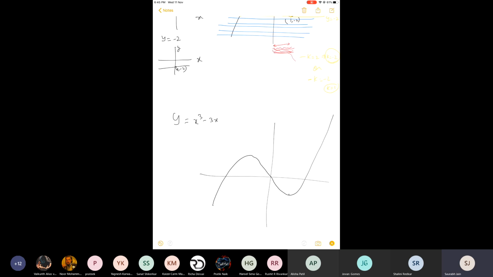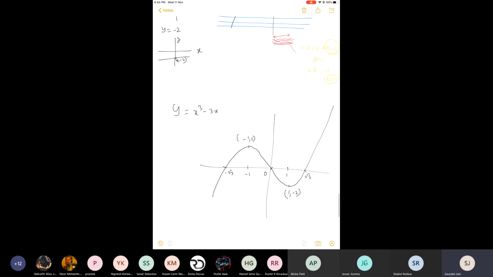Now you know all the points, right? This is 1, minus 2. This is minus 1, 2. And actually these are only important. All right. Now suppose the question is that x cube minus 3x plus k equal to 0 has three distinct roots. Find k. Suppose this is the question.